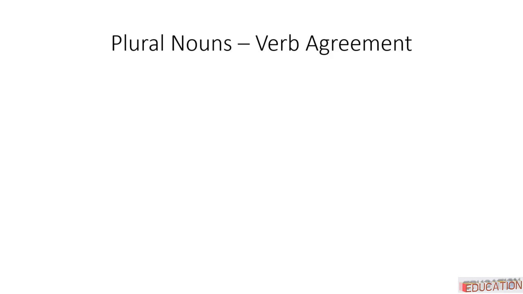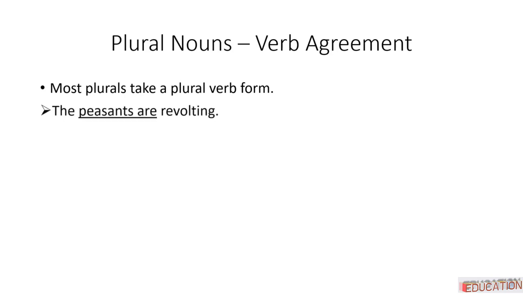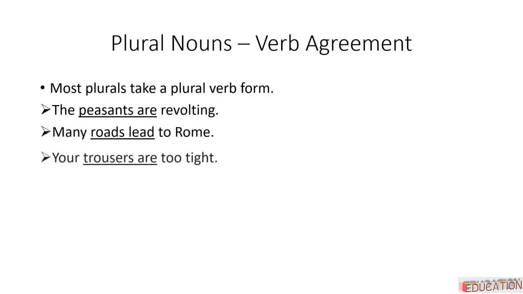Lastly, we come on to verb agreement. Normally, a plural will have a plural verb form, as in the peasants are revolting. Many roads lead to Rome. Your trousers are too tight.